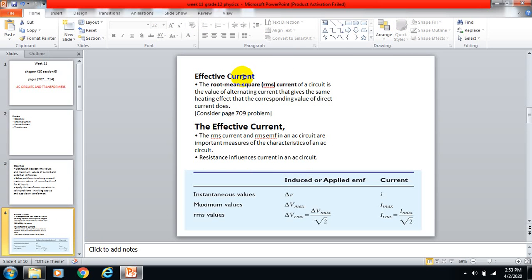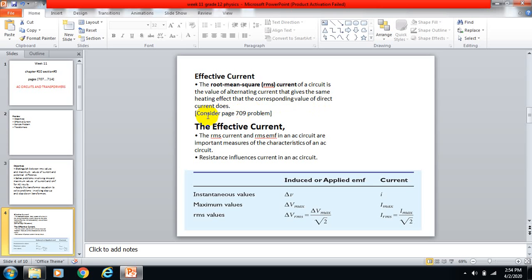Effective current. Look at the first topic: the root mean square. Look at the mathematical term: root, and then mean, and then square. The RMS current of a circuit is the value of alternating current, the sinusoidal or fluctuating current, that gives the same heating effect that the corresponding value of direct current does.